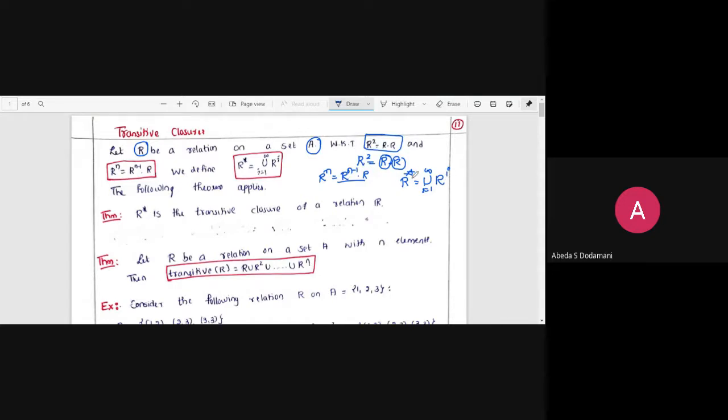Are you able to see the screen and are you able to listen, both the sessions G and H? Yes, ma'am. Okay.